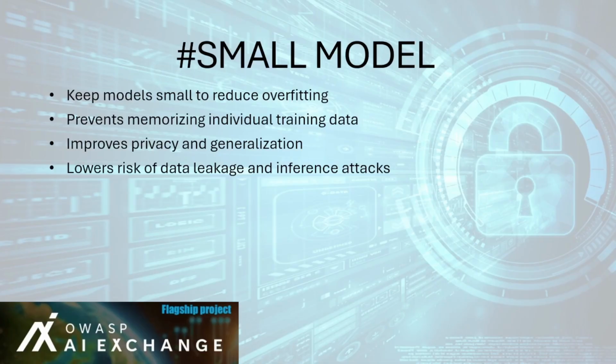Benefits are as follows: 1. Enhanced privacy protection. 2. Improved model robustness. 3. Better performance on unseen data. And 4. Lower computational and storage costs. As a best practice, use smaller architectures, regularization, and cross-validation. Continuously monitor performance to balance simplicity with accuracy. Keeping models small ensures they generalize better, safeguard privacy, and remain resilient against overfitting related threats.